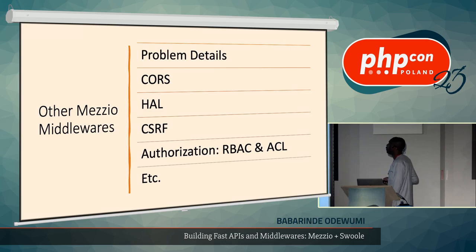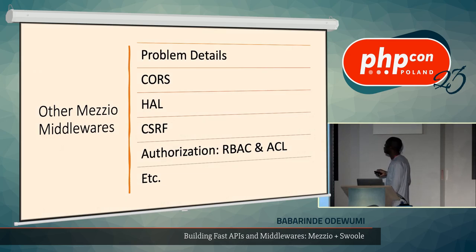There are other middlewares that Mezzio provides that you can easily install and plug in. One of them is problem details. Just in case you don't know what problem details is, it helps you structure problems and errors from your code, so you respond back to clients in a structured format that allows you to do that neatly for whoever is consuming your APIs.